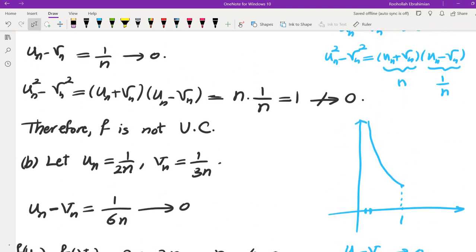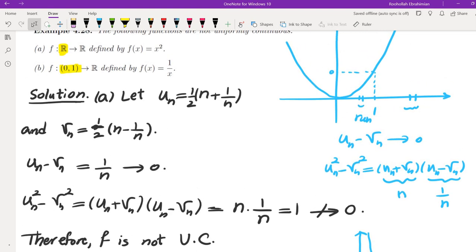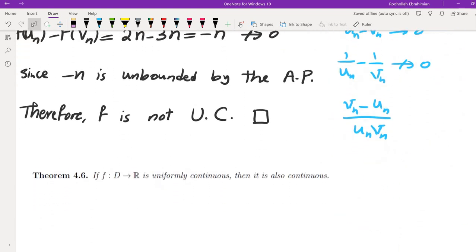So we gave examples of two functions. One is not uniformly continuous on the entire real line. The other one is over a bounded interval, but still that also has an issue at 0 and it is not uniformly continuous.